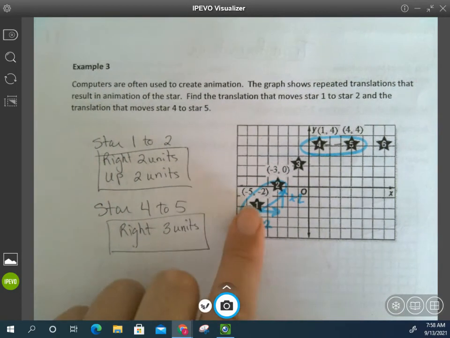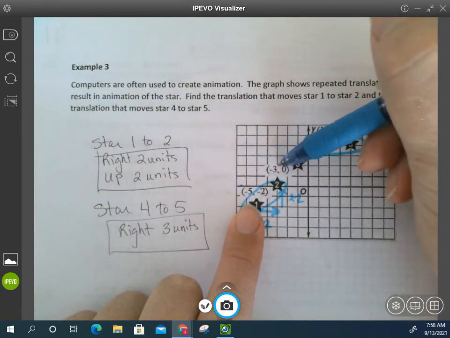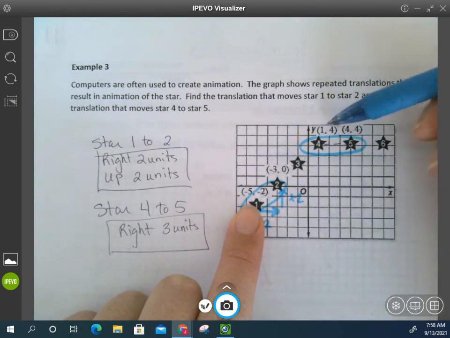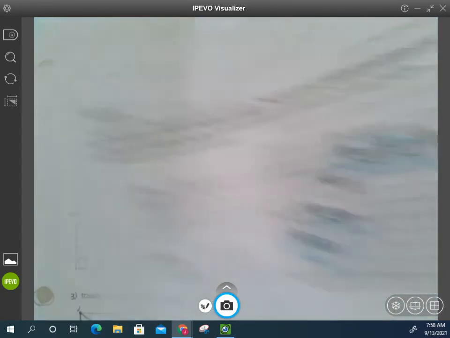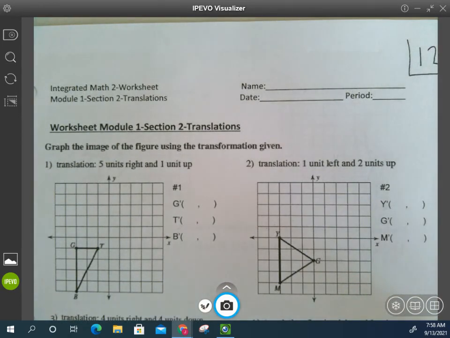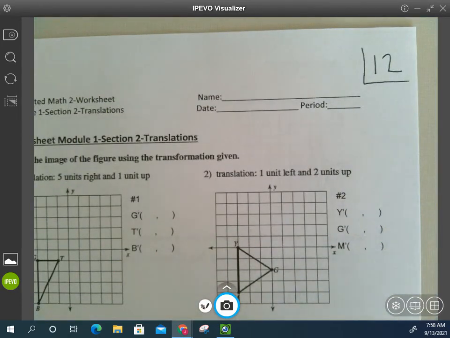Now, if we look at this, if we would add 2, we get -3. Add 2, we get 0. And here, if we said add 3, we do get to 4, and add 0, we get to stay at 4. Okay, so go ahead and jump to page 12. This is one that you're going to do as a practice worksheet now. So page 12.